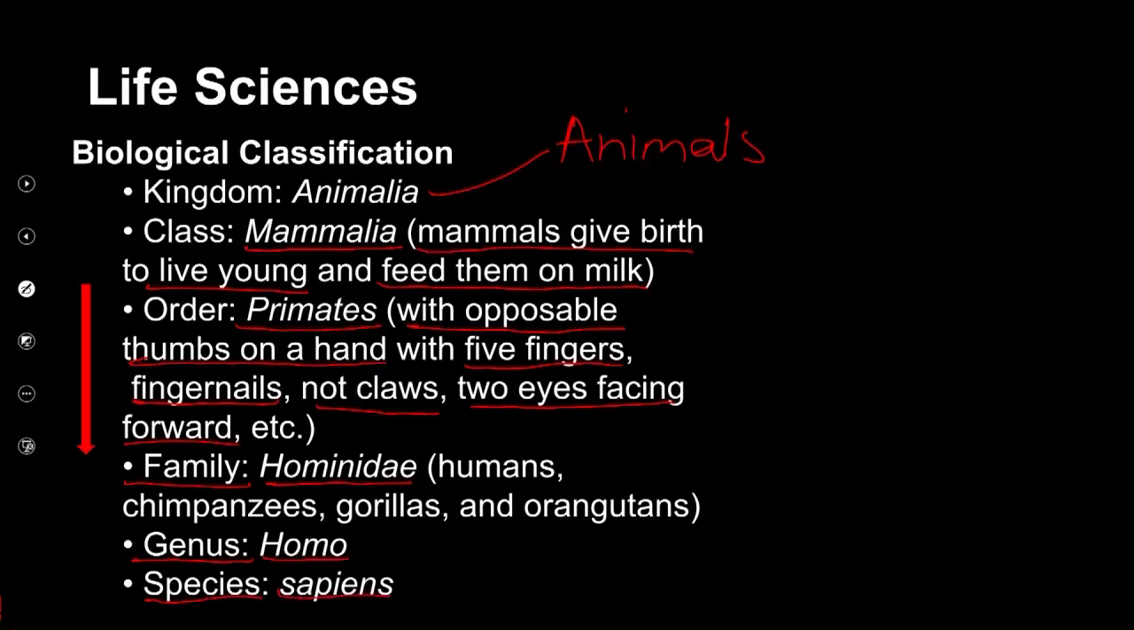We start at the largest group, and we look at the characteristics of the largest group. Then we move to the second group, and then we move on to the third group. Each time we move down to another classification level, we get more and more specific with the characteristics. The characteristics become more specific, and so we make the groups, or define, if you like, the organism's classification.